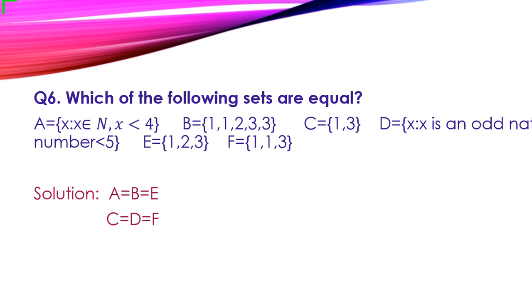B is what? 1, 1, 2, 3, 3. Here 1 and 3 are repeated, right? So we can rewrite this set B as 1, 2, 3. So what we get? Set A is equal to 1, 2, 3, B is equal to 1, 2, 3, and E is given as 1, 2, 3. So obviously from the representation it is clear that all the elements of set A are the elements in set B and vice versa. The same applies to B and E and A. So A is equal to B is equal to E. So these are the equal sets. Now if you consider C, D and F, you will get the same. You can do it by yourself. I know you can, right? So do it.